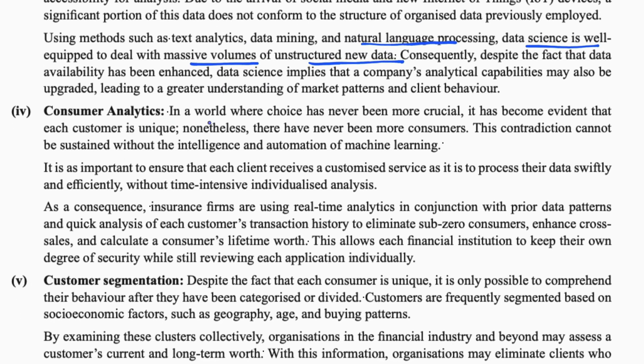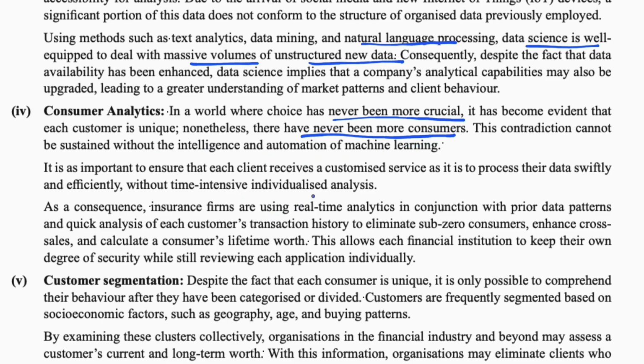Consumer analytics. In a world where choice has never been more crucial, it has become evident that each customer is unique. Nonetheless, there have never been more consumers. The contradiction cannot be sustained without the intelligence and automation of machine learning.